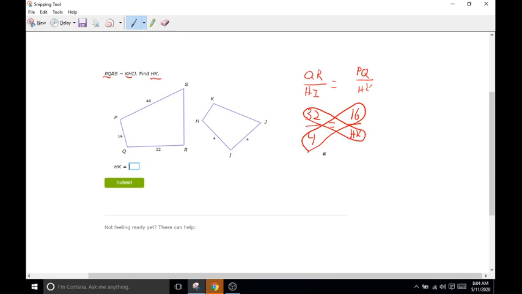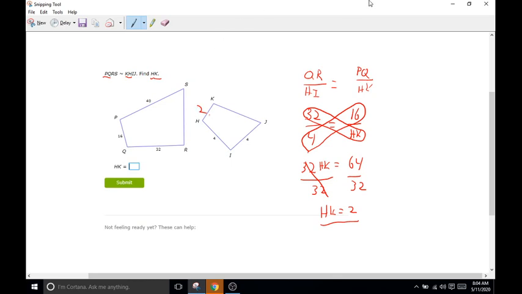So we'll do 32 times HK, 32 HK equals 4 times 16, which is 64. To get HK by itself, we'll divide both sides by 32. So we are left with HK equals 2. All right, so the length of this side is just going to be 2. Cool.